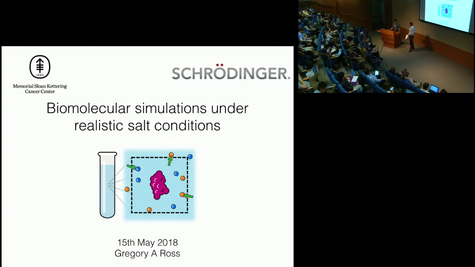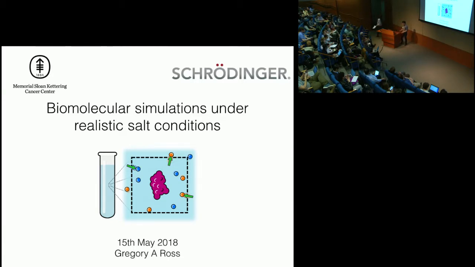So our first speaker this afternoon is Greg Ross, who worked with John Chodera at Memorial Sloan Kettering, and more recently, I guess, is at Schrodinger. We've been having a discussion about whether it's Schrodinger or Schrodinger. We should probably decide that since everybody's using their software. So Greg's going to tell us about how to deal with salt conditions in realistic simulations.